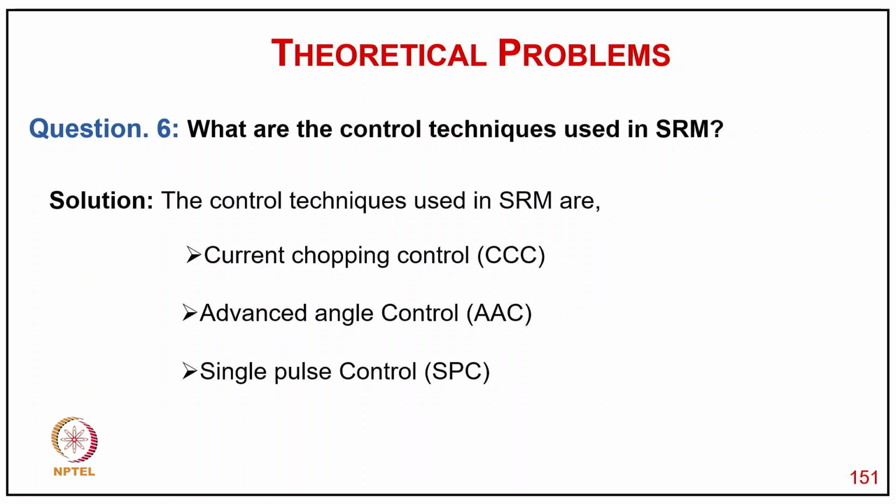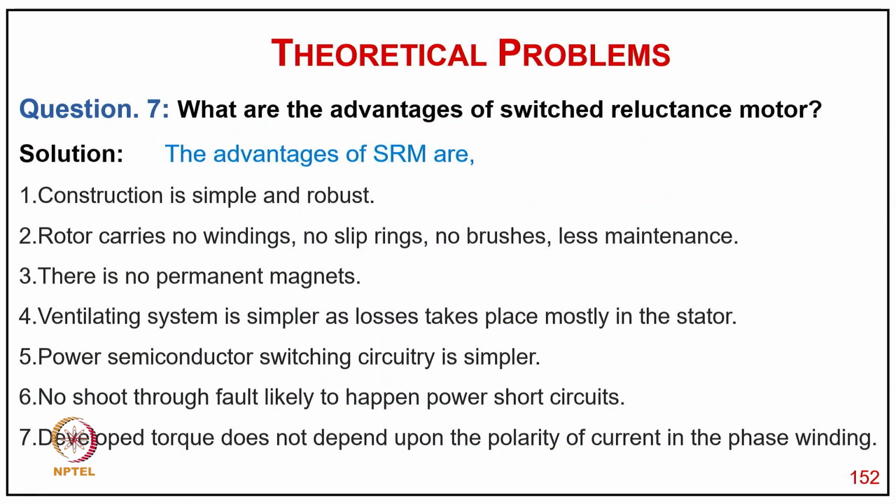The control techniques used in SRM are current chopping control, advanced angle control, and single pulse control. Question 7: What are the advantages of a reluctance motor? The construction is simple and robust. The rotor carries no winding, no slip ring, no brushes, so less maintenance.